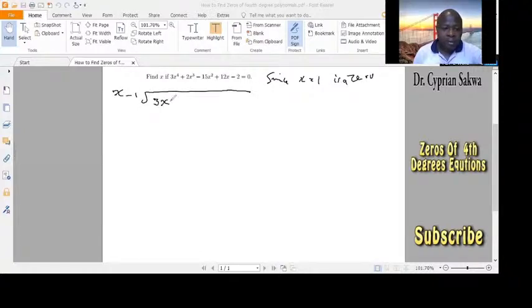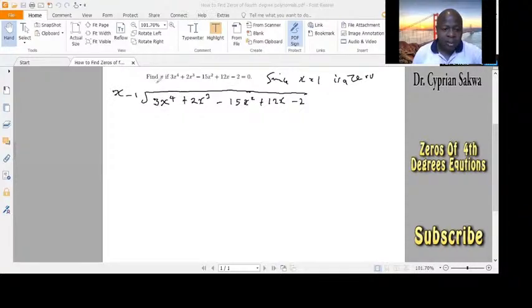3x raised to 4 plus 2x cubed minus 15x squared plus 12x minus 2. So we want to divide this into this to get a cubic equation that will again reduce to a quadratic equation. So ask ourselves, how many times does x go into 3x raised to 4?